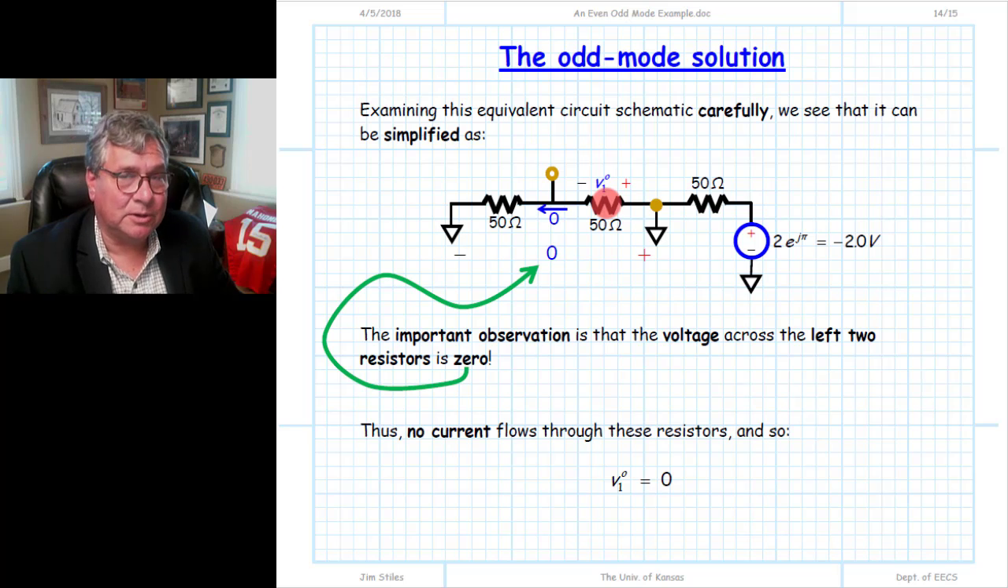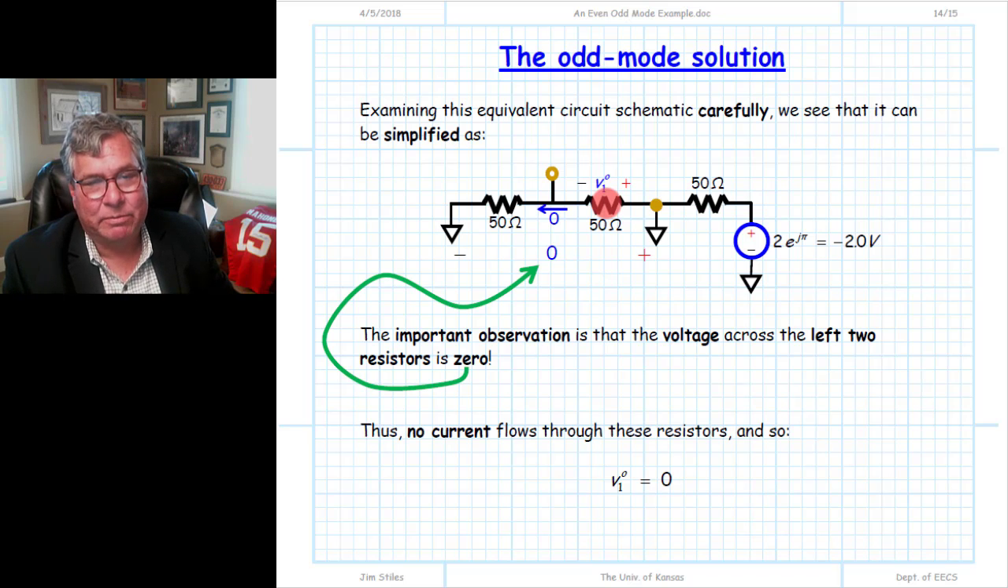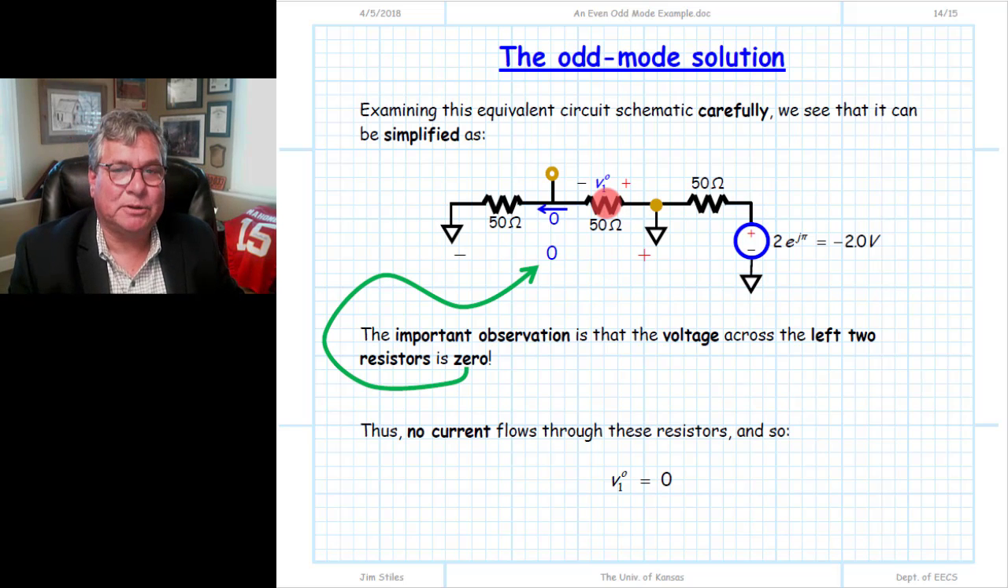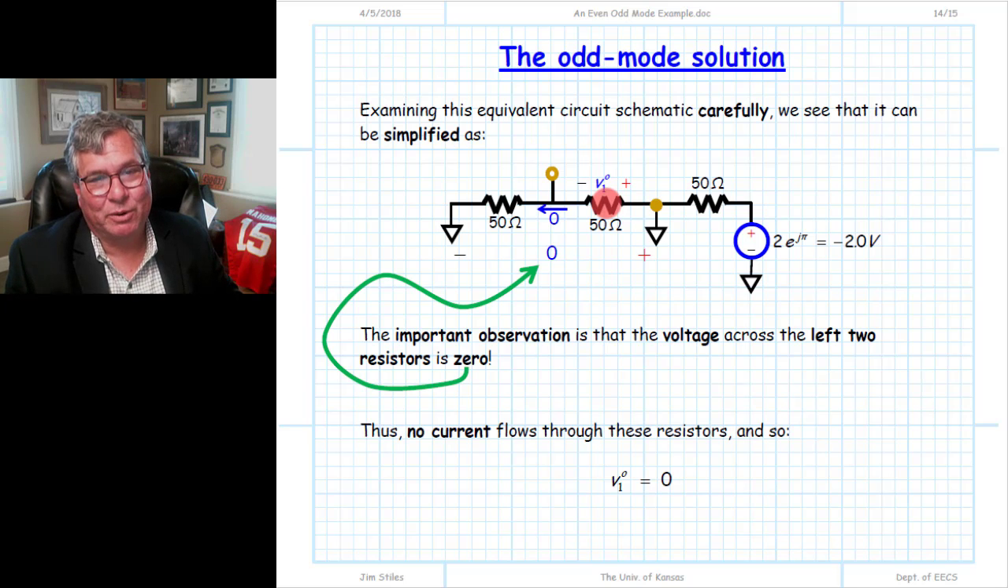So again, the circuit looked like it was going to be incredibly difficult to analyze, and if we hadn't used odd-even mode analysis, it would have been. But by applying odd-even mode analysis, we've reduced it to two simple circuits that we had to analyze. One being a very simple voltage divider, where we simply take the source and divide by 2. In this case, it's even simpler. The answer for this is 0, because there's no current flowing through that resistor. The odd mode voltage V1 is equal to 0.